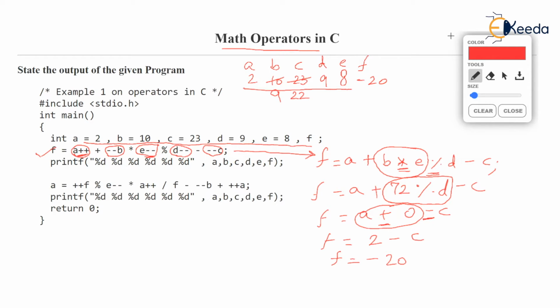a plus plus, a is becoming 3. Next is e minus minus, so e is becoming 7. And last is d minus minus, so d is becoming 8. So these are the new values of a, b, c, d, e, f. And the next line obviously is printing all 6 values. So the first output in sequence will be a is 3, b is 9, c is 22, d is 8, e is 7, and f is minus 20. So now let's look at the next expression and how it gets solved.